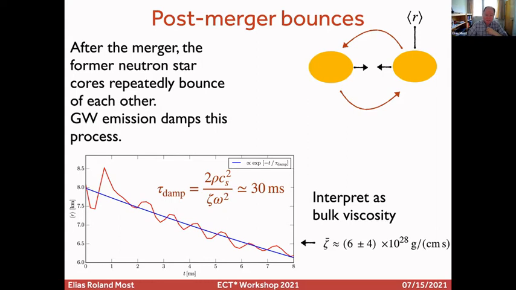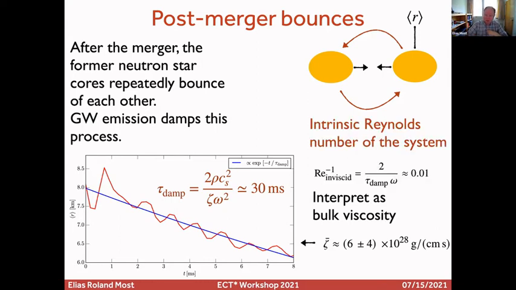We can then also quantify this using our measurement tool. We can compute an inverse Reynolds number of the system, and we find that the Reynolds number is about 100, or the inverse Reynolds number is 10 to the minus 2. So that's the reference scale to keep in mind for this effect.